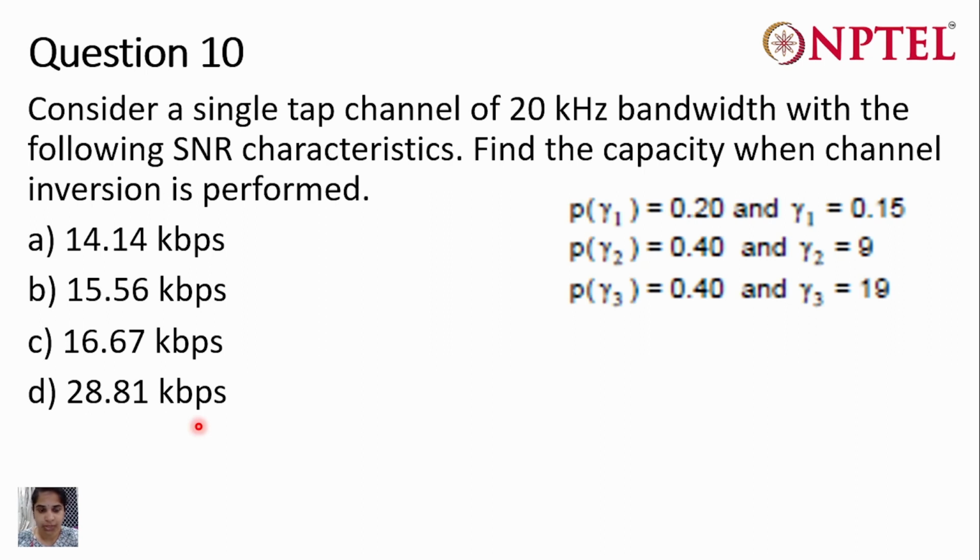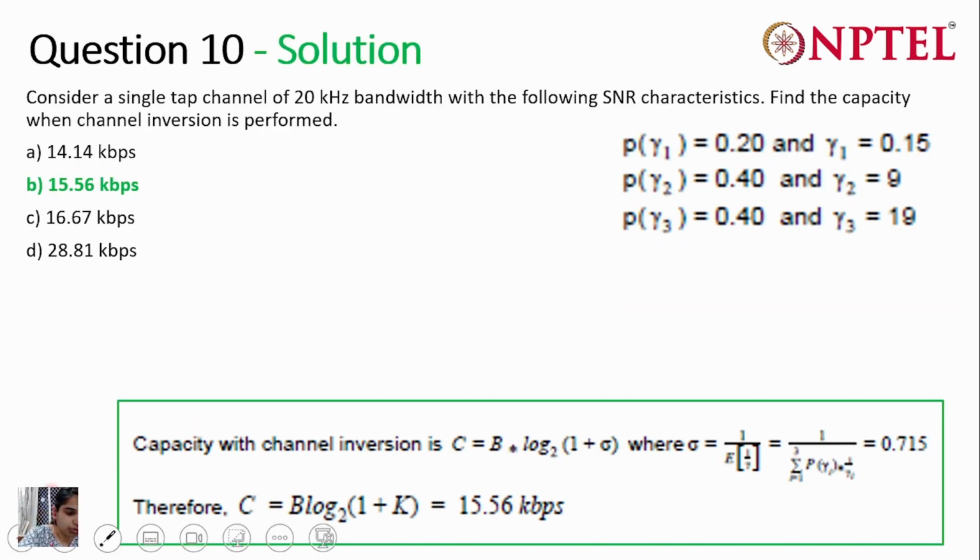So, what is this situation? When channel inversion is performed, we know that capacity is B log to the base 2 of 1 plus sigma, and sigma turned out to be 1 by expectation of 1 by gamma. So directly you could just treat it like the AWGN scenario with sigma as the SNR. Now this 1 by expectation of 1 by gamma will be the summation of P of gamma_i into 1 by gamma_i. So for each gamma_i you find this and then sum it up.